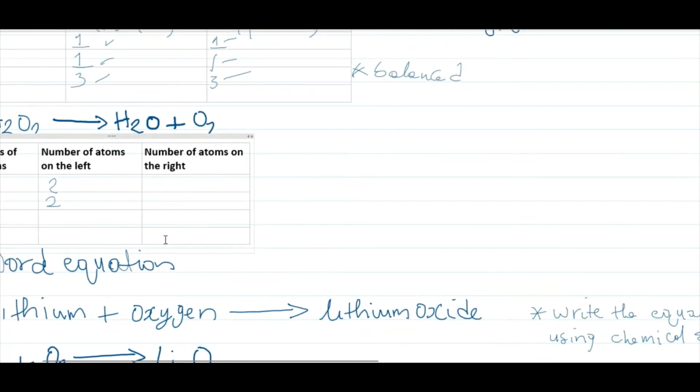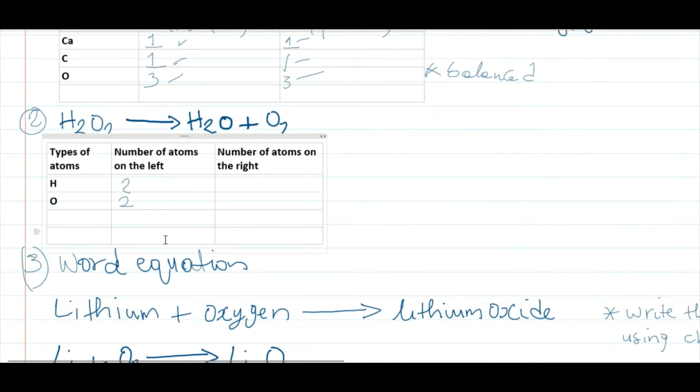Let me zoom in so you can see it properly. Now, the number of hydrogens on the right-hand side: there's 2, bonded as H2O. And how many oxygens are there? There's 2 as oxygen gas, and there's 1 bonded in the water, so there's a total of 3.